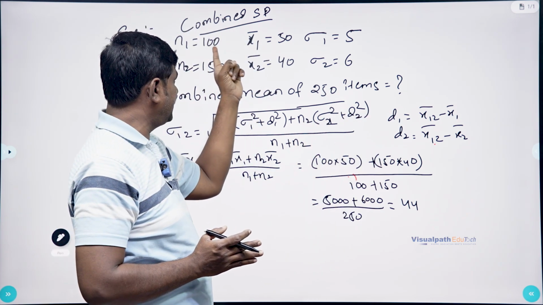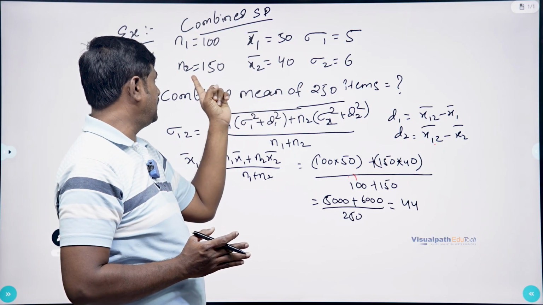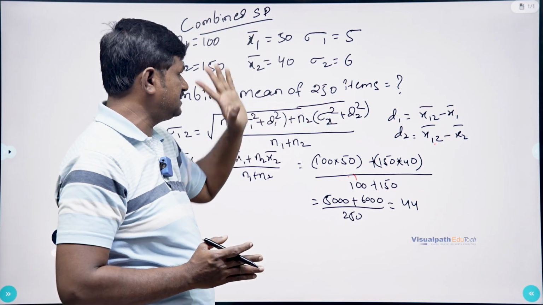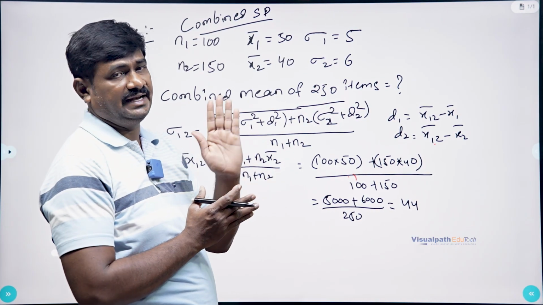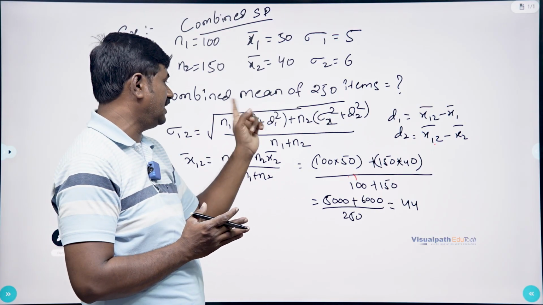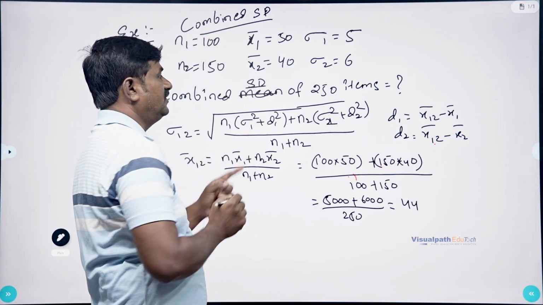The mean of these 100 items is 50, and the standard deviation of these 100 items is 5. The mean of these 150 items is 40, and the standard deviation of these 150 items is 6. So here we need to calculate the combined standard deviation of the 250 items.